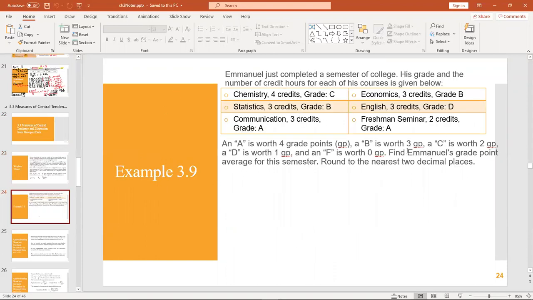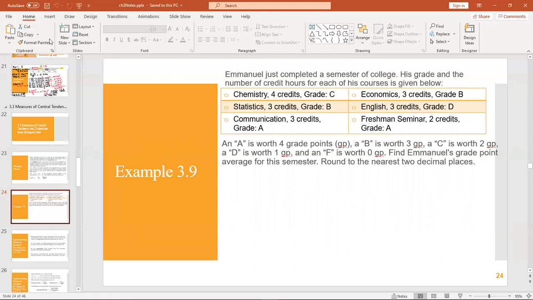So here we've got this student. They've got a chemistry class. It's 4 credits with a C. Statistics is 3 credits with a B. Communication. So you got all these. They tell us that an A is worth 4, a B is worth 3, a C is worth 2, a D is worth 1, and an F is worth 0.